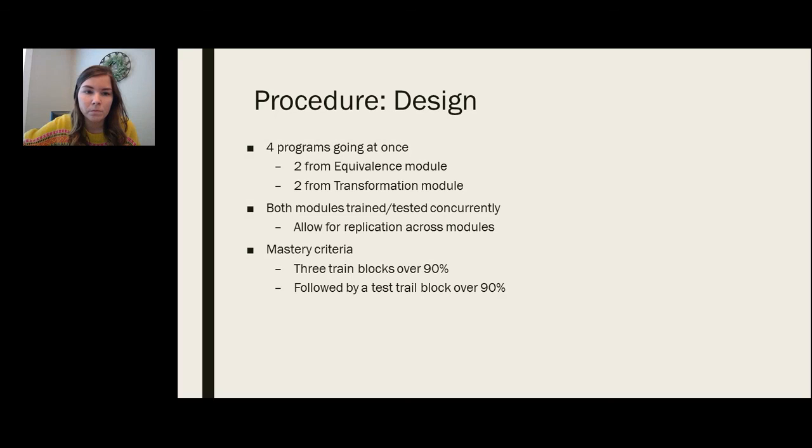So 4 programs going at once was what our study was: 2 from the E module and 2 from the T module. So there were 4 at once. Both modules were trained and tested concurrently, allowing for replication across modules. And then the mastery criteria was 3 train blocks over 90%, followed by a test block over 90%.